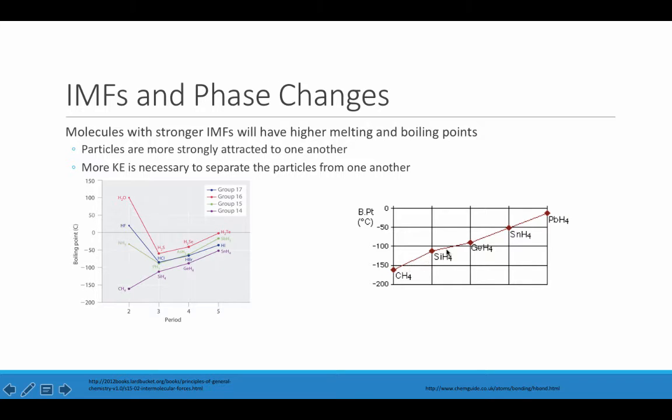Likewise, here we have a series of molecules exhibiting dispersion forces. As the molecules get larger and have more and more electrons, the dispersion forces become stronger, causing the boiling point to become higher and higher.